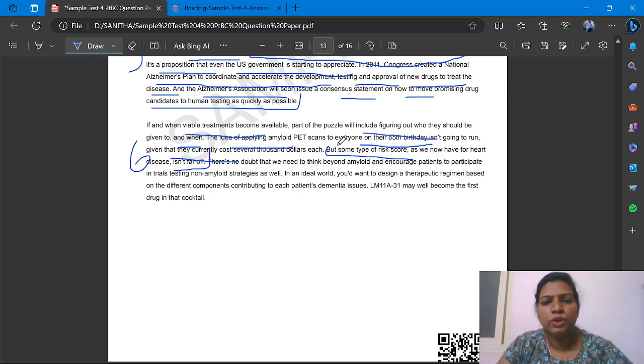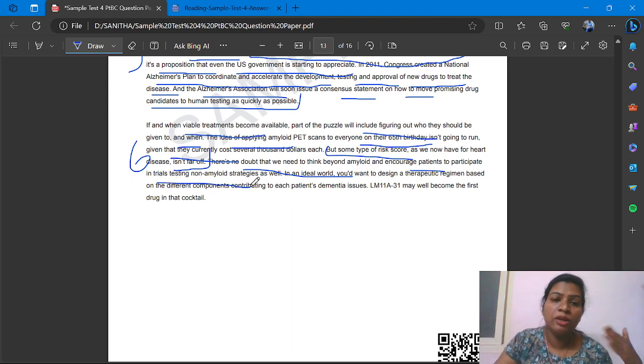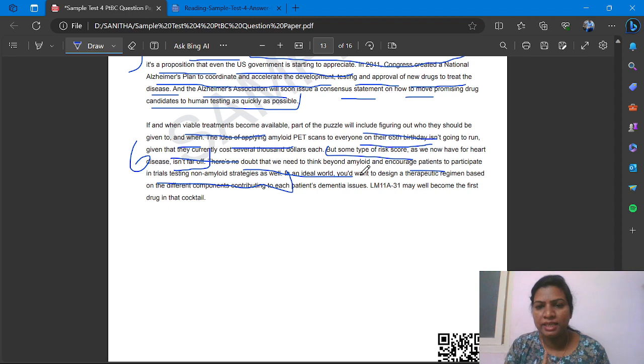So what is this: some type of risk scores, as we now have for heart disease, where some risk factors will cause heart disease. There is no doubt that we need to think beyond amyloid and encourage patients to participate in trial testing non-amyloid strategies as well. In an ideal world, you would want to design a therapeutic regimen based on the different components contributing to each patient's dementia issues. L and double one year 31 may well become the first drug in that cocktail. Like that it is said in this paragraph.